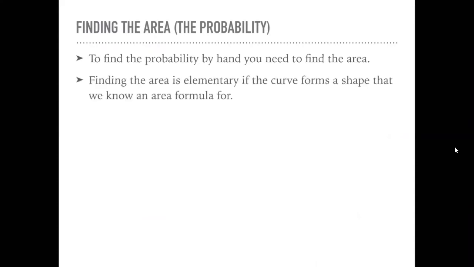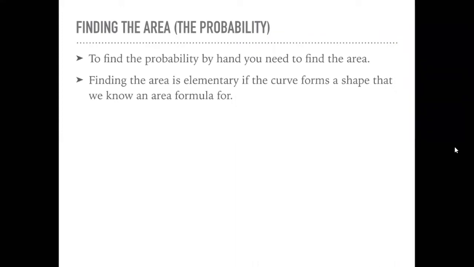All right, let's keep talking about finding the area or the probability. To find the probability by hand, you need to be able to find the area, which is not too bad as long as you have a nice pretty shape that you know. In the picture that I drew on the last slide, that shape would not be one that we would know, because it's some curve on one edge and then 3 straight lines on your other edges. And that would not be a shape that we readily know the formula for.